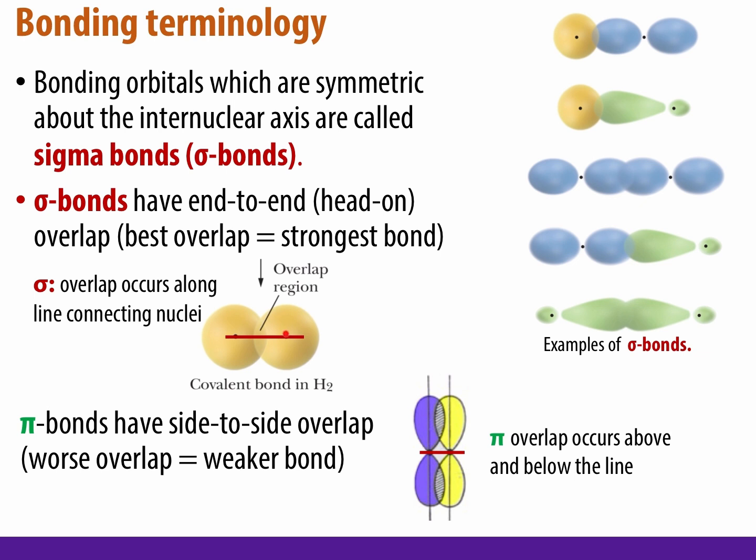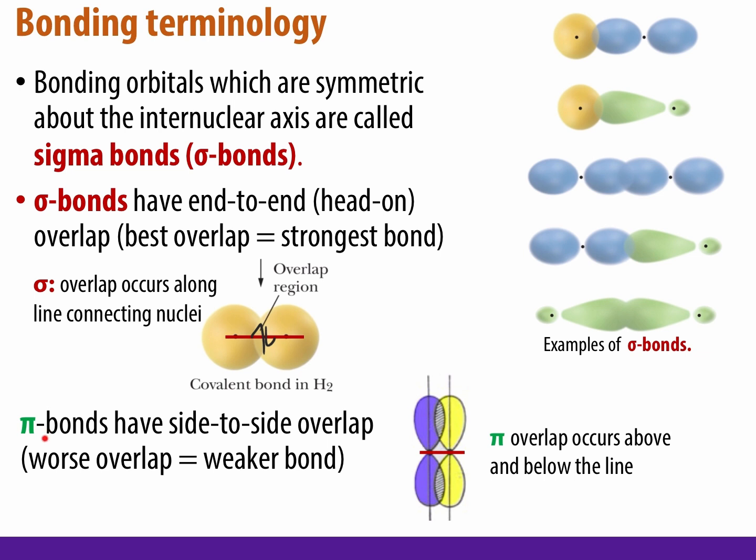And we can tell by looking at the line connecting the two atoms: if the electrons are along that line where they're overlapping, that's a sigma bond. That's the best possible orbital overlap between two orbitals, and therefore that's the strongest type of bond. So we will always want to make sigma bonds if we possibly can.